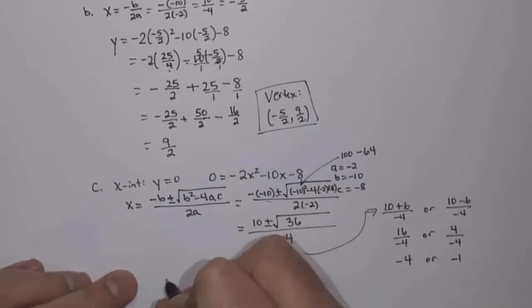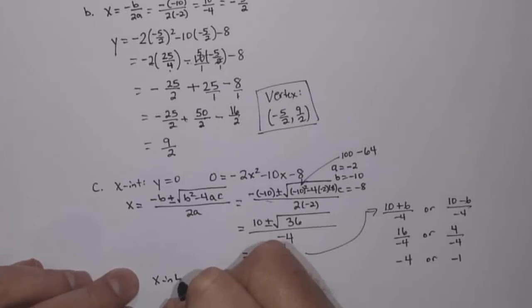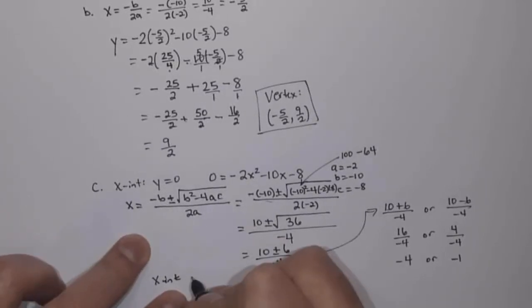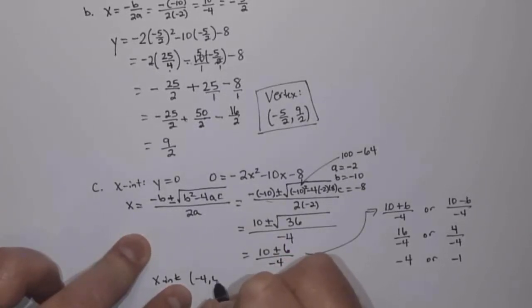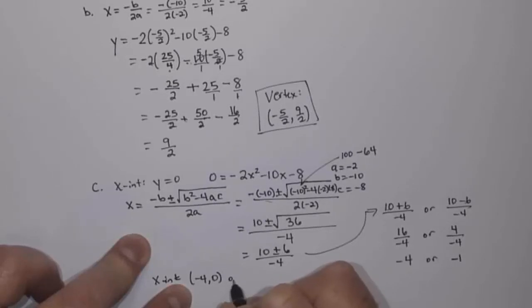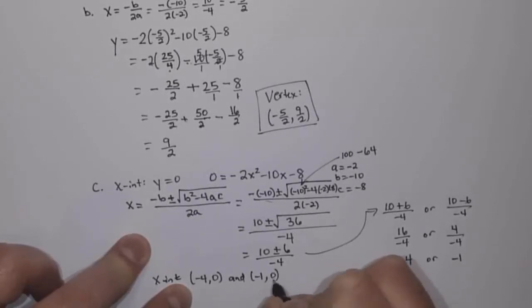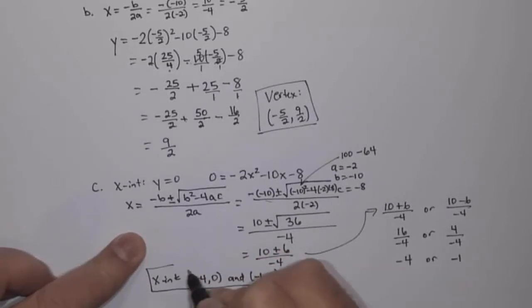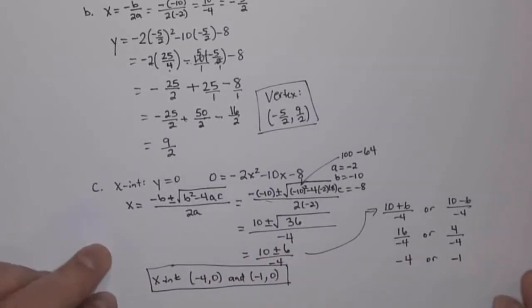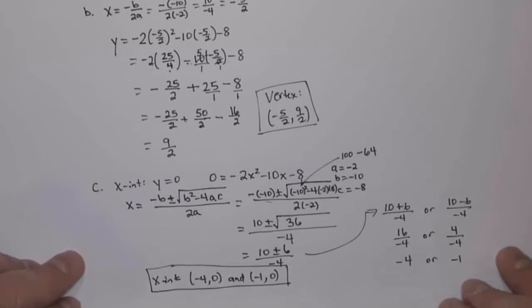Okay? So our x-intercepts then are going to be the points negative 4 comma 0 and negative 1 comma 0. So here are our x-intercepts. Let's continue with part D on the next page.